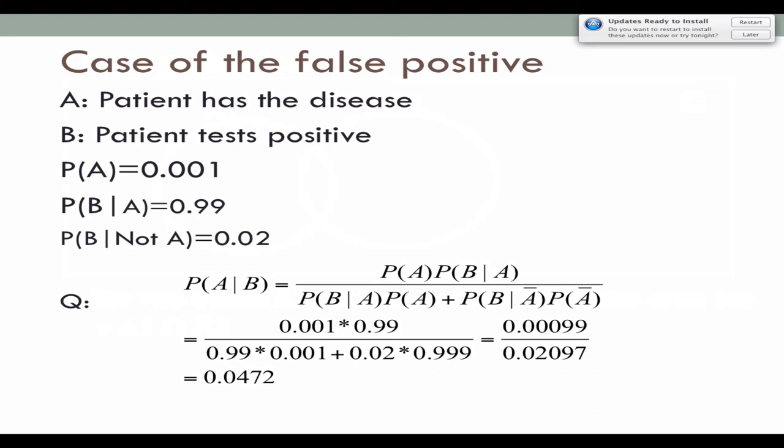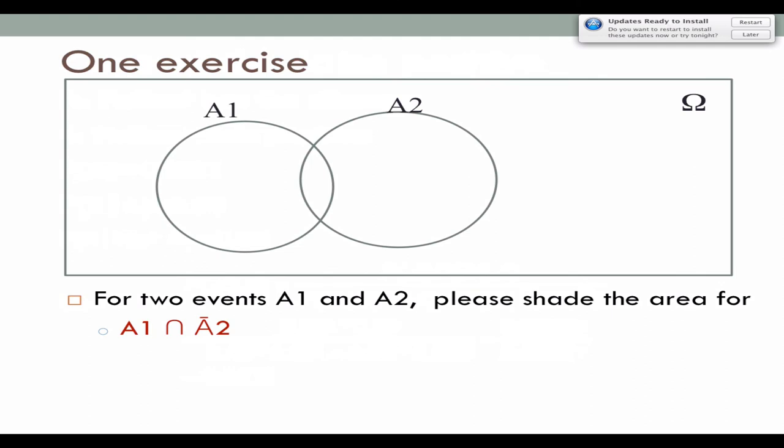Before going to that exercise, are there any other questions about what I have taught today? If not, I think this exercise is going to help you with your homework. So given events A1 and A2, how do you figure out A1 intersect A2 bar in the graph? This is omega, this is A1, and A2 intersects A1. What's the area for A1 intersect A2 bar? A1 is here, and the complement of A2 is anywhere up here. This is A2 bar, and A1 intersect this A2 bar is just this part.